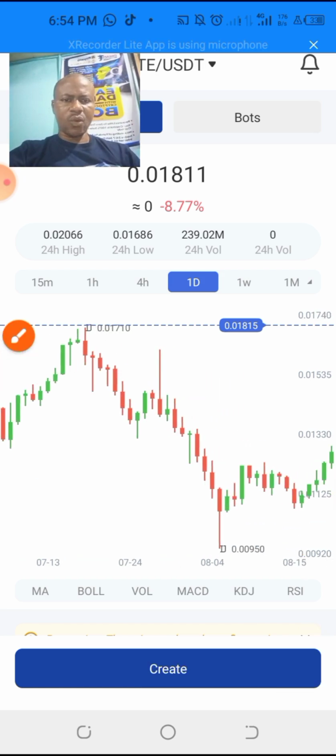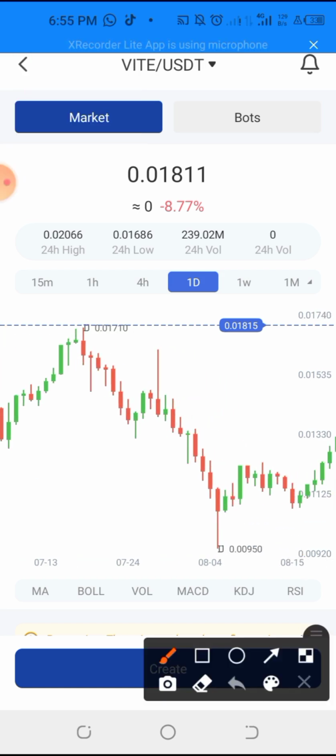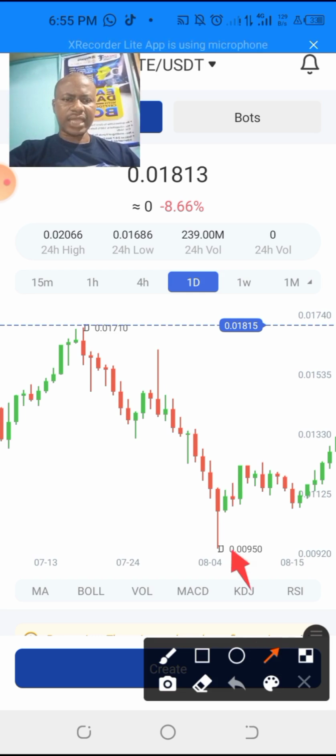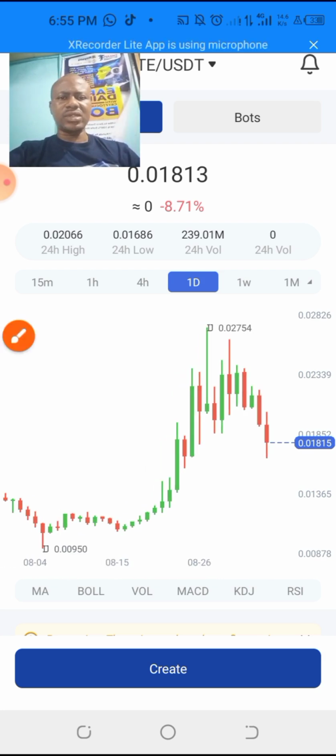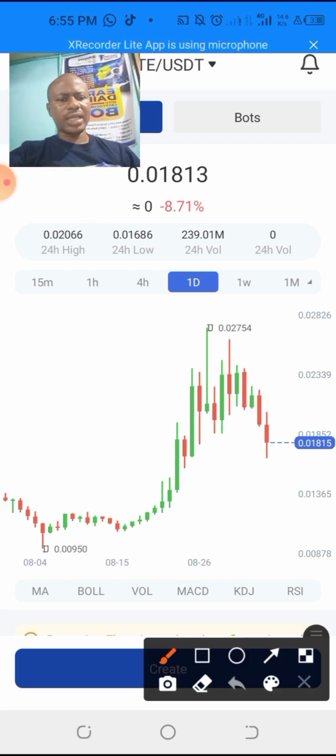Just watch that when this coin went on a downward trend at this place, if you enter here, see the way the coin moved up to this green candle. So you'd have made profit. But the last candle that we are seeing here, I see that it is hanging. So I will not enter this coin.